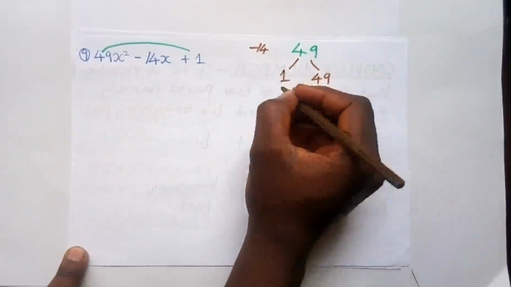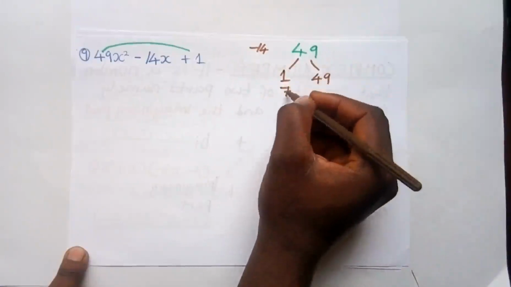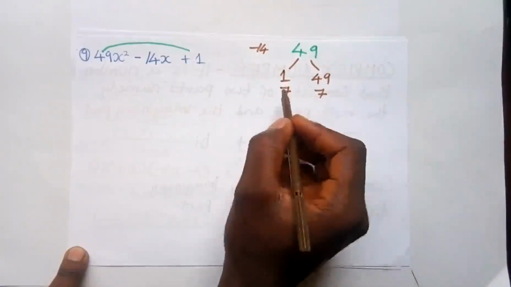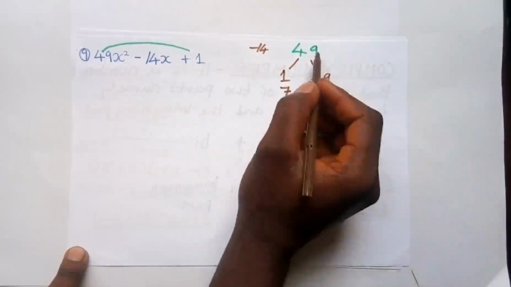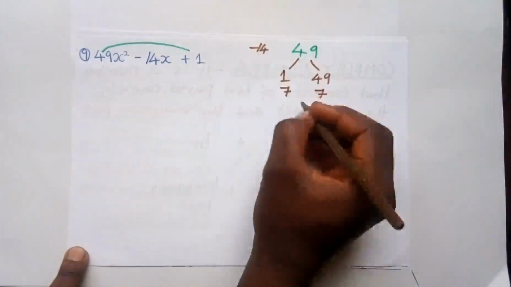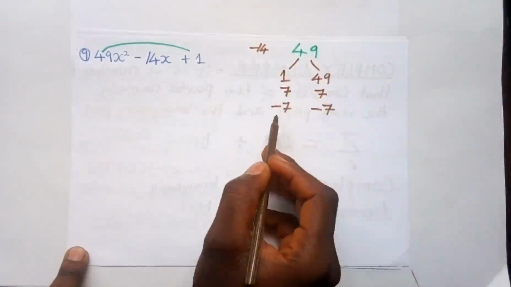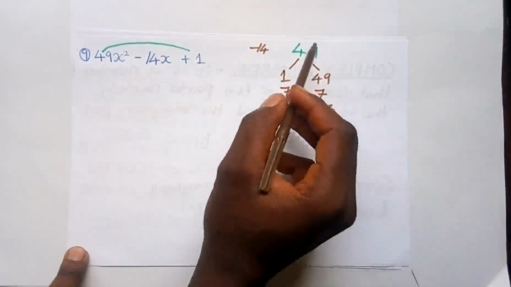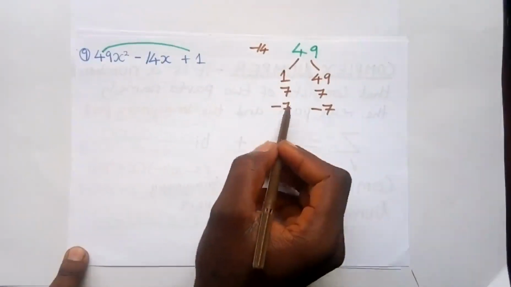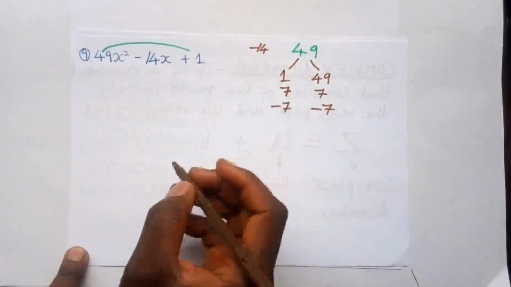So we continue. 7. 49 divided by 7 gives us 7. 7 multiplied by 7 gives us 49, and 7 plus 7 gives us positive 14, not negative 14. So minus 7 and minus 7. Minus 7 multiplied by minus 7 gives us positive 49, and minus 7 plus minus 7 gives us minus 14. So these are the two factors.